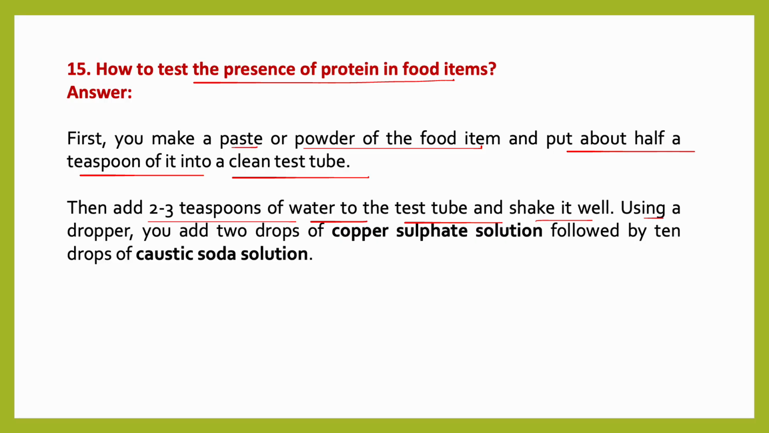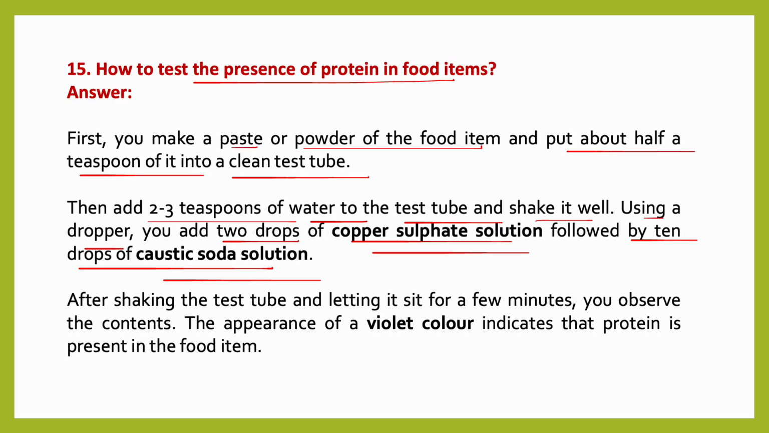Using a dropper, you add 2 drops of copper sulfate solution followed by 10 drops of caustic soda solution. After shaking the test tube and letting it sit for a few minutes, you observe the contents. The appearance of a violet color indicates that protein is present in the food item.